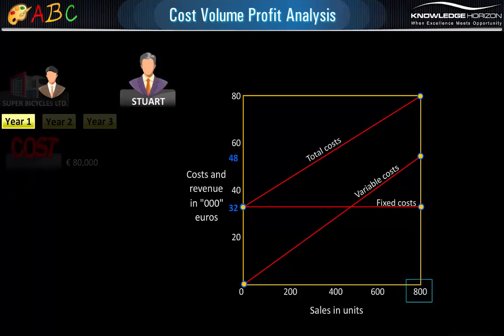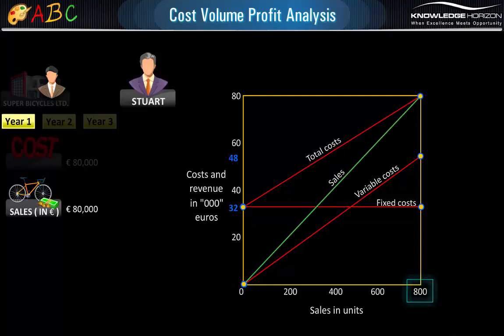Stuart next plots the sales line. For 0 bicycles sold, 0 sales revenue is generated. So, Stuart plots a point at 0. For 800 bicycles sold, €80,000 sales revenue is generated. Here, Stuart plots a point at the intercept of 800 bicycles and €80,000. When Stuart joins these 2 points, the sales line for the first year is obtained.